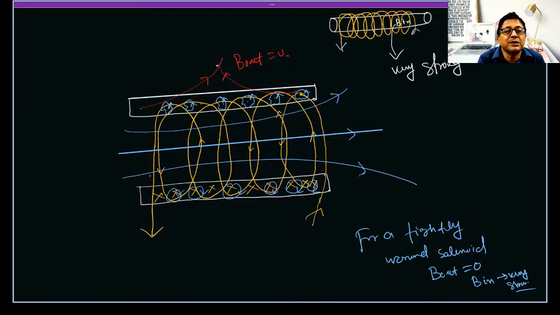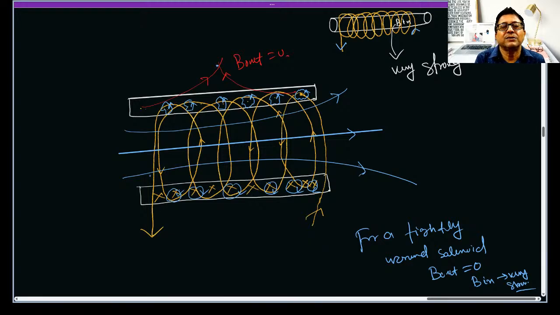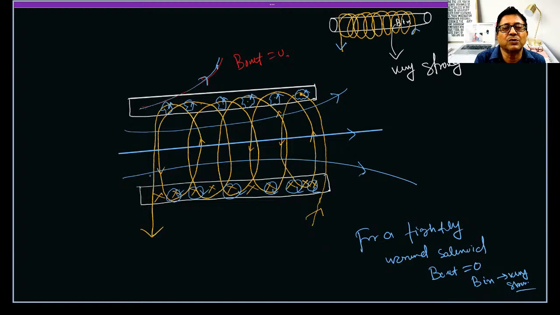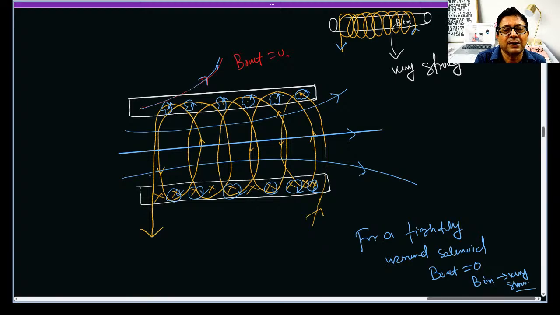B out, these lines of force have a tendency to make circular loops in this manner, no? Just a minute. This will be going at this point outside. Lines of force will go this way, and here, due to this part, it will be like this. They get cancelled outside.